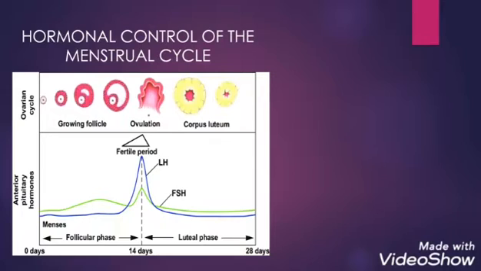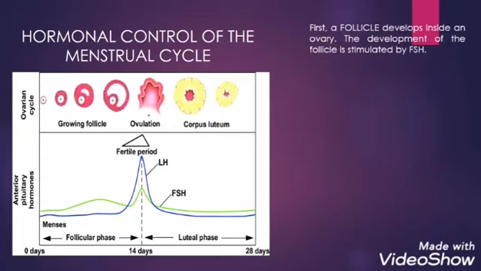Whereas male mammals make sperm all the time, females only produce eggs at certain times. We have seen that in humans, ovulation happens once a month. Ovulation is part of the menstrual cycle. First, a follicle develops inside an ovary. The development of the follicle is stimulated by FSH.